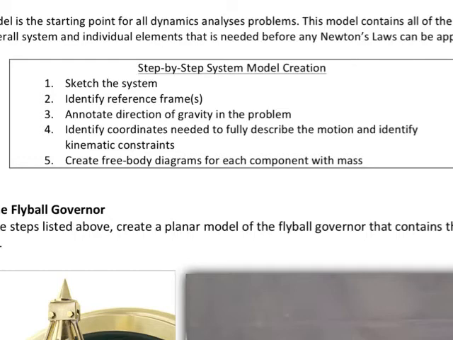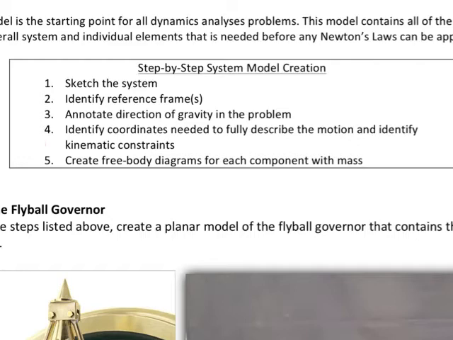Then we identify the reference frame or reference frames. So far we've been working only within an inertial reference frame, but that's going to change as we become more complex with our tools. Next, we annotate the direction of gravity in the problem. This is an important step simply because not all problems have gravity. You need to make a decision as to how the object is moving, whether gravity matters, and if that's the case, draw that with an arrow in its direction.